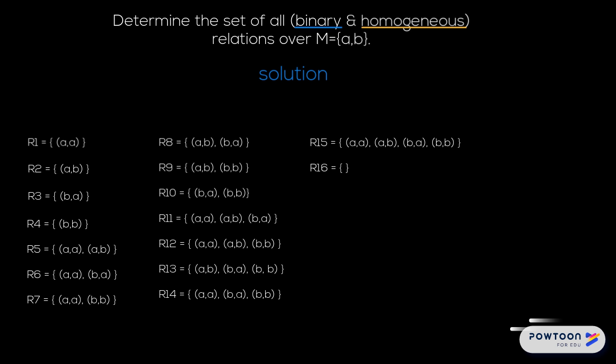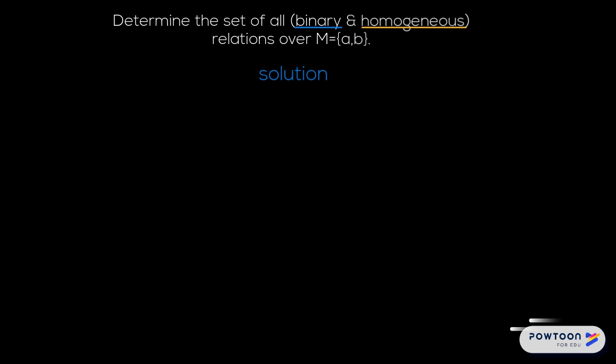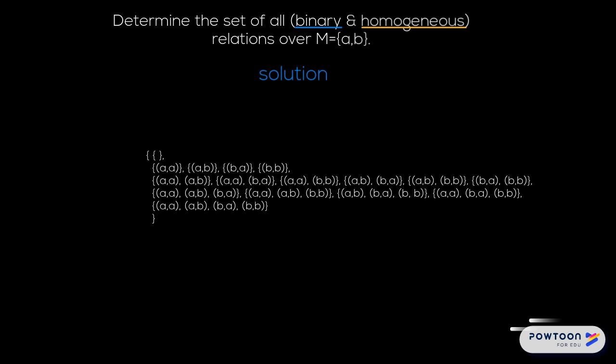The correct solution of this task needs to be one set. We grab all our 16 relations, separate the sets with commas, and finally put them in curly braces. Now we have one big set of all binary and homogeneous relations on M. In your exam, you may need to be faster.